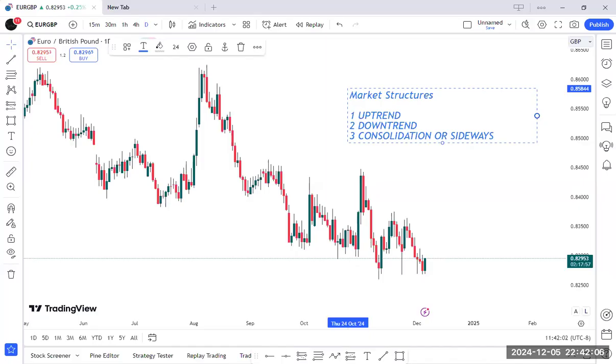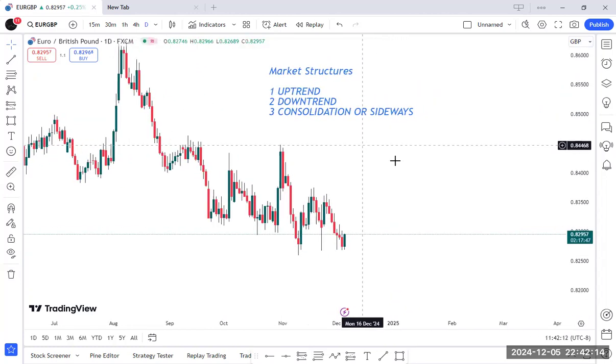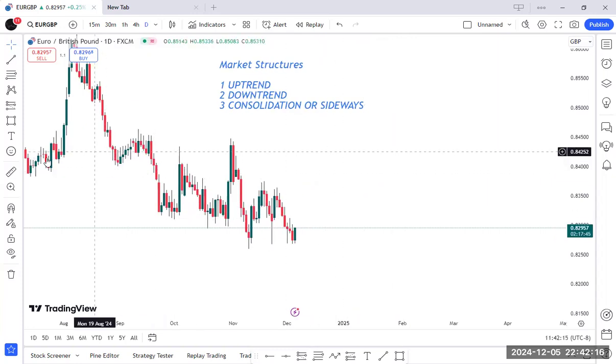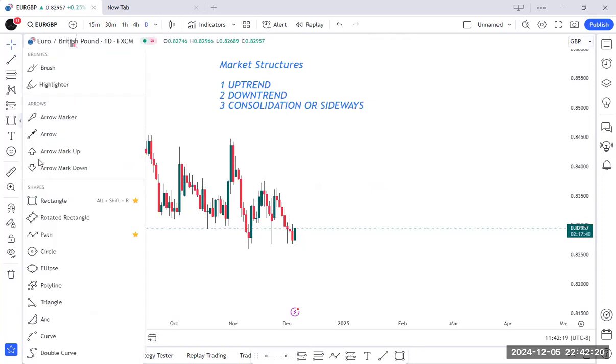We call it an uptrend. Then we have a downtrend and we have a consolidation market. So how you can look at this, an uptrend market, this is how it works. This is how an uptrend market works.